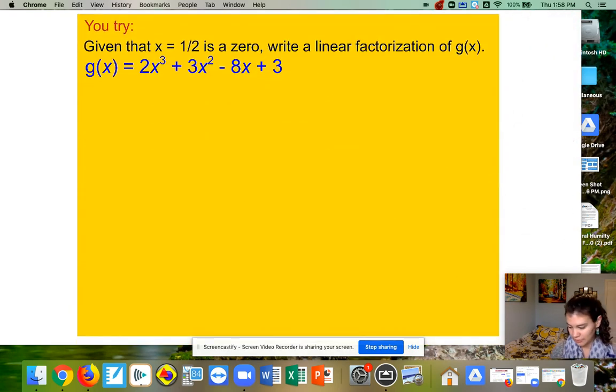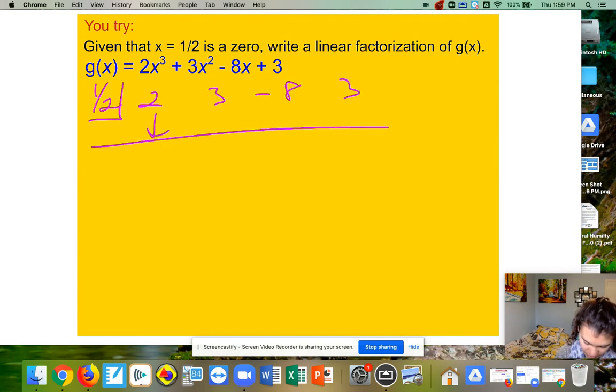Okay, so here's one more. Try this one, pause the video, and then we'll talk about it. Okay, so do 1/2. We have 2, 3, -8, and 3. Drop down the 2. You'll get 1, and then 4, and then 2, -6, and -3. Works out to 0 like you want it.